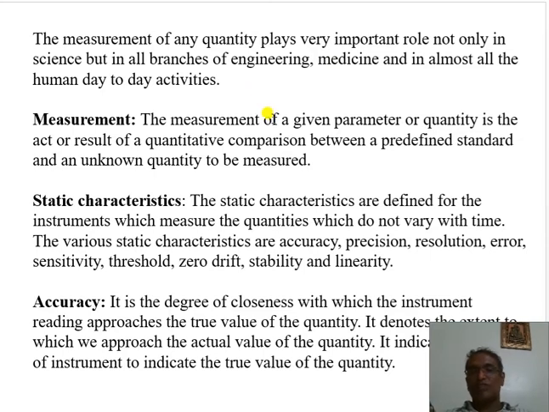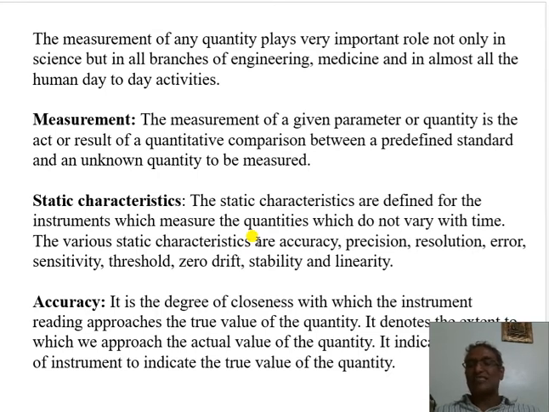Okay. Next, we are going to study what is measurement. The measurement of any given parameter or quantity is the act or result of quantity comparison between the predefined standard and the unknown quantities to be measured. That's what we call measurement. Next, we are going to study the static characteristics. Static means a fixed characteristic of a device. It is a fixed quantity; it cannot change with respect to time. That is known as static characteristics.